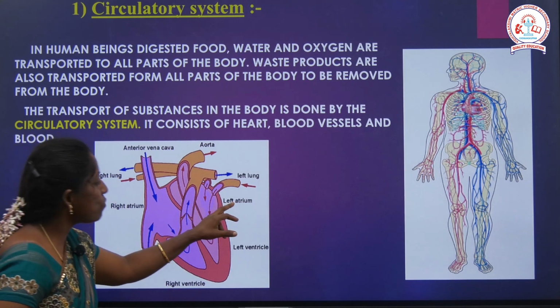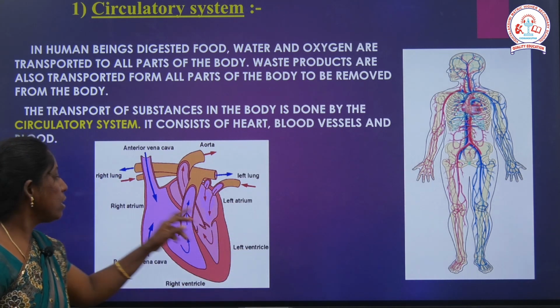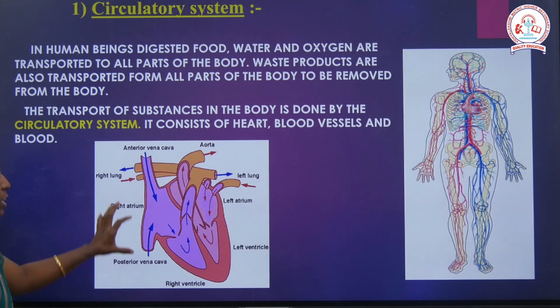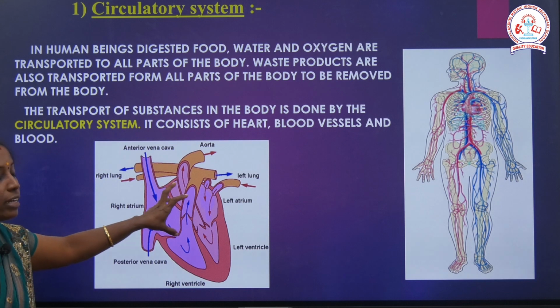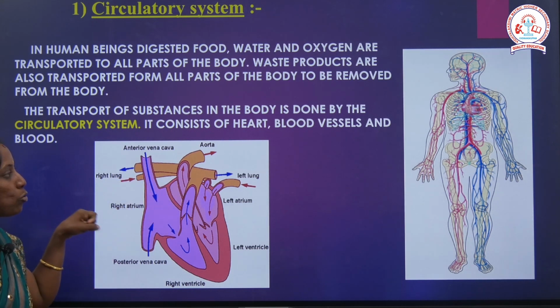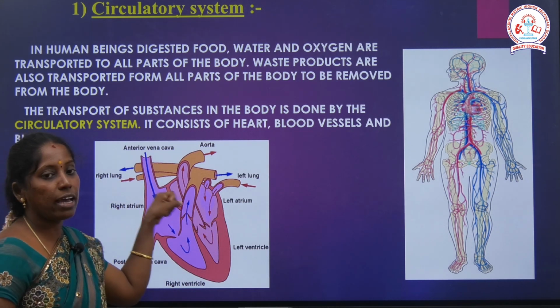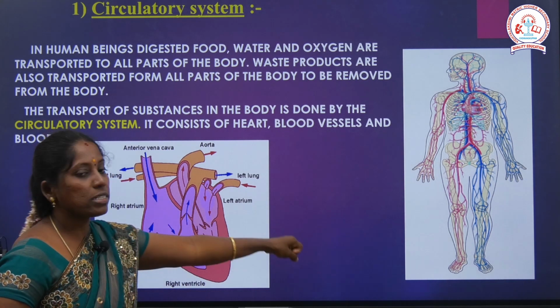One is left atrium, left ventricle, right atrium, right ventricle. So 4 parts, 4 chambers in that heart. This heart only pumps the blood, and through the blood vessels only it carries blood from the heart to other parts of the body.